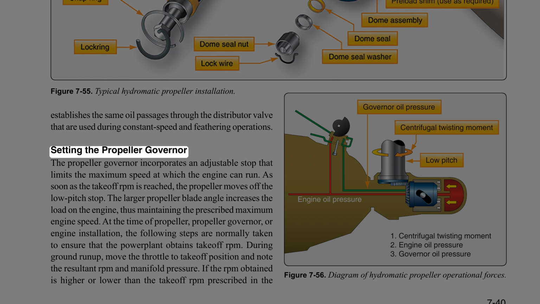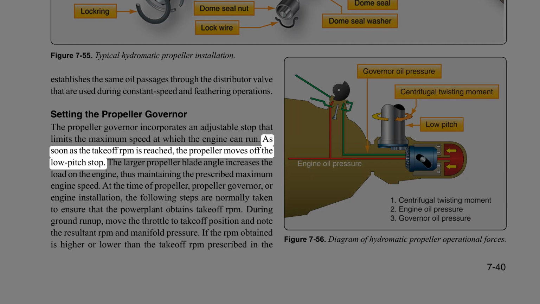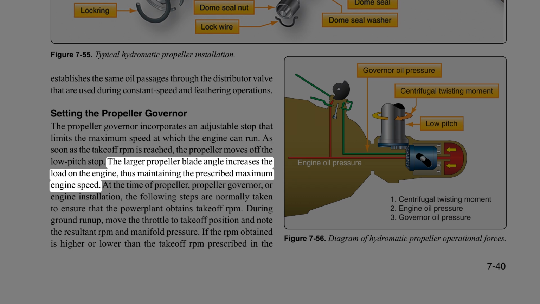Setting the propeller governor. The propeller governor incorporates an adjustable stop that limits the maximum speed at which the engine can run. As soon as the takeoff RPM is reached, the propeller moves off the low pitch stop. The larger propeller blade angle increases the load on the engine, thus maintaining the prescribed maximum engine speed.